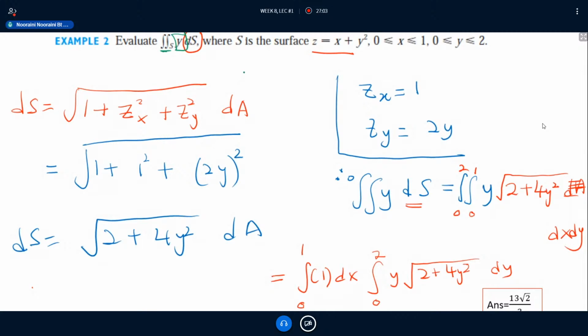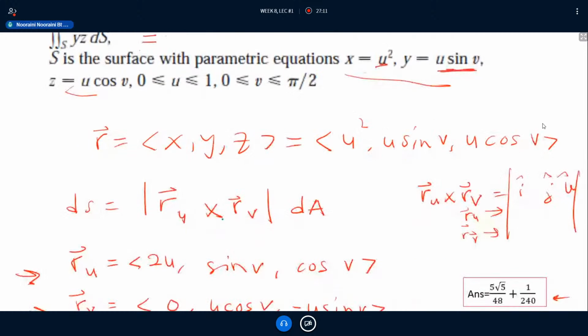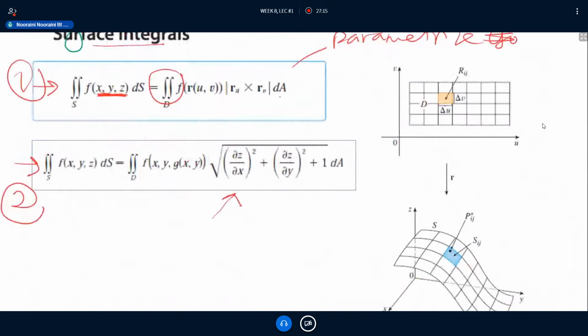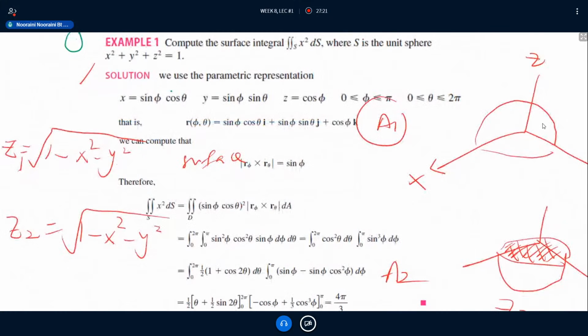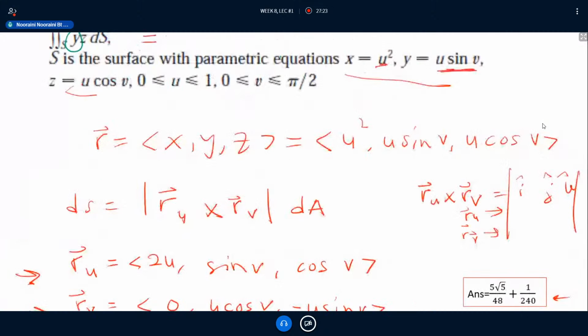In the previous example, you need to substitute this y. You need to substitute your y according to your parametric equation here.